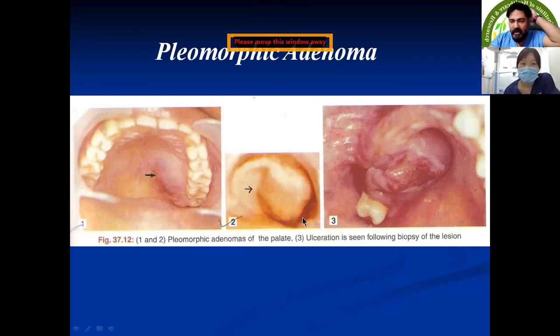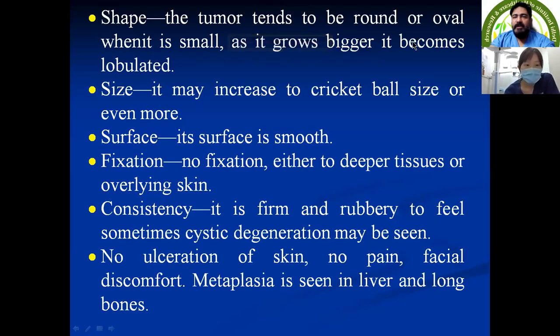Pleomorphic adenoma of palate, and ulceration following the biopsy of the lesion. Shape: the tumor tends to be round or oval when it is small and then grows bigger when it is lobulated. Size: it may increase to the cricket ball size or even more. Surface: its surface is smooth. Fixation: no fixation either to the deeper tissues or overlying skin.